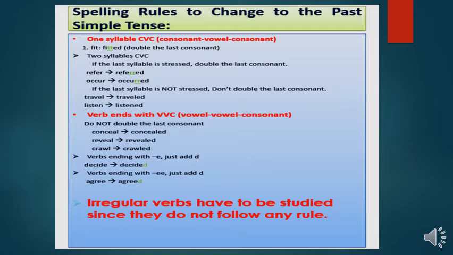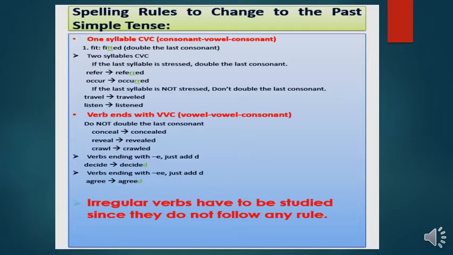Verbs that end with vowel, vowel, consonant do not double the last consonant, like conceal, concealed, reveal, revealed, crawl, crawled. Verbs ending with E, just add D. For example, decide, decided. Verbs ending with double E, just add D, like agree, agreed.